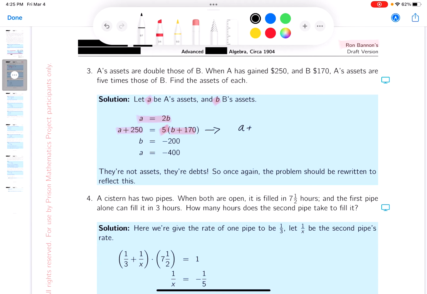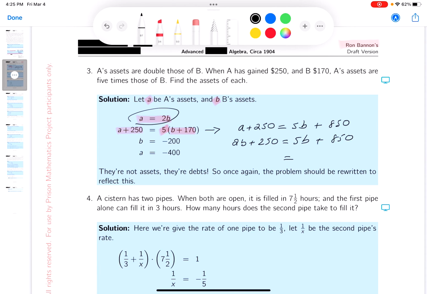A plus 250 equals 5B plus, let's see, 5 times 170 is 500, 350, 850. I think you probably know that A is equal to 2B. So I'll write down 2B plus 250 is equal to 5B plus 850.